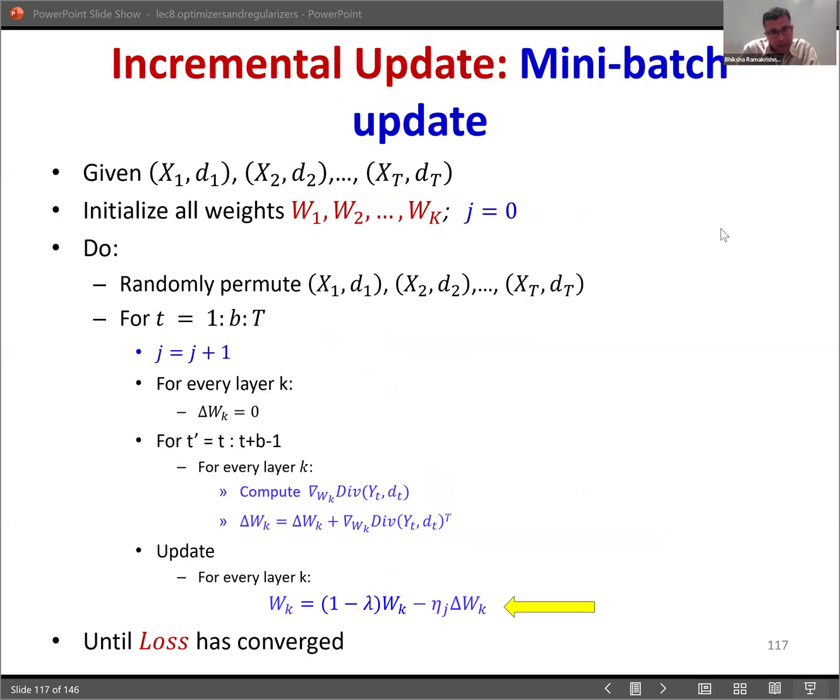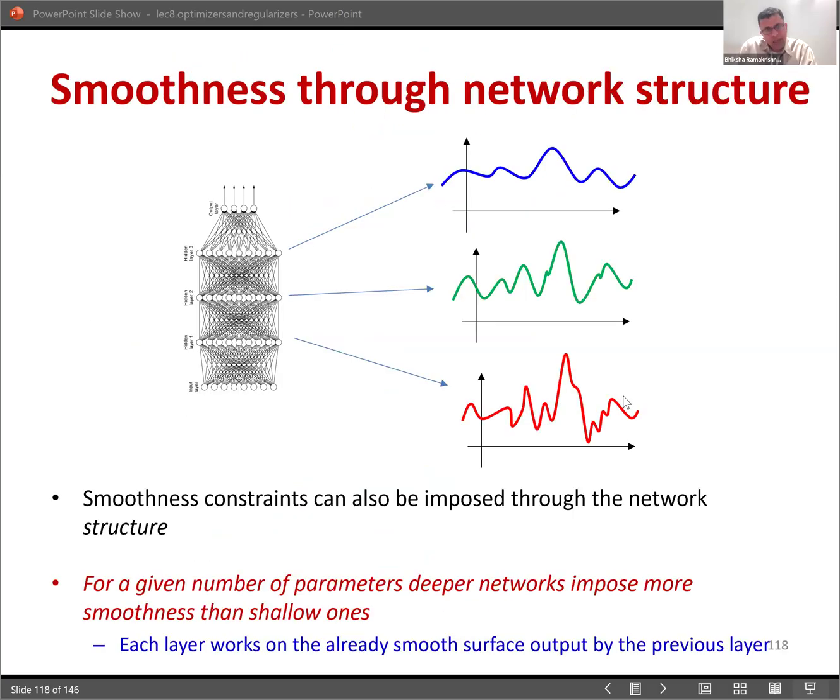So here's how this modifies your update rule. This is exactly the same mini batch update pseudocode as before, except now you're actually multiplying the weights by a 1 minus lambda factor before the update. Here's another way in which you can try to make sure that the function that is learned is smooth.